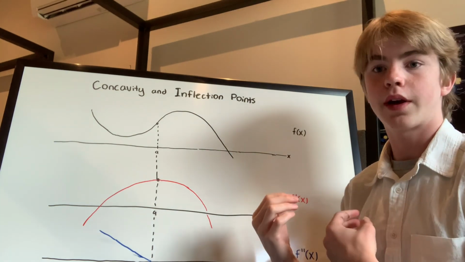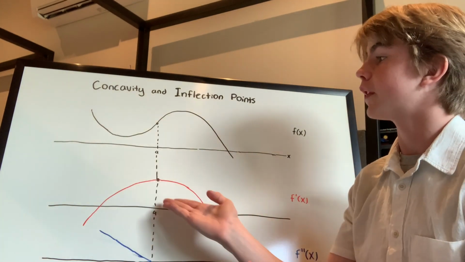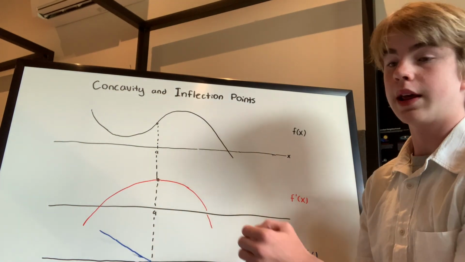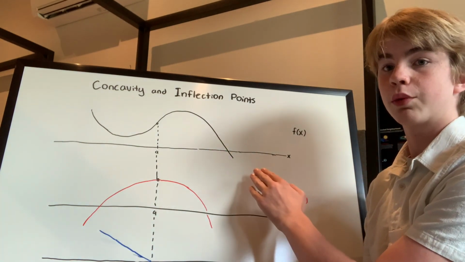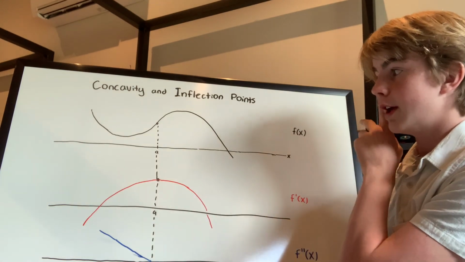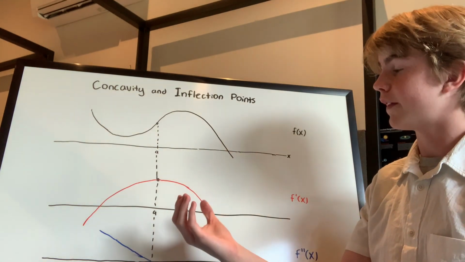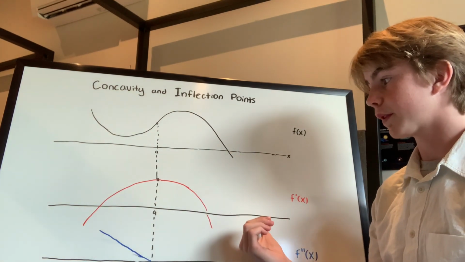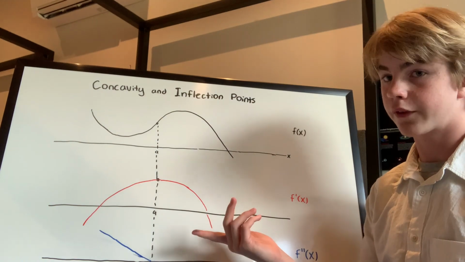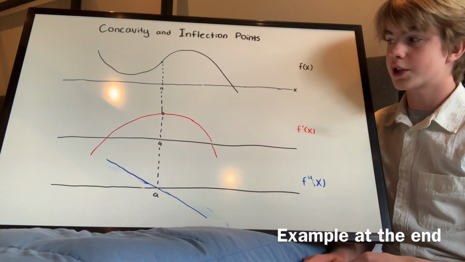However, for any x values less than x equals a, the slope is increasing, right? It's concave upward. And for any x values greater than x equals a, the slope is decreasing, and it's concave downward. This point, where it switches from being concave upward to concave downward, and where the slope switches from increasing to decreasing, or vice versa, is called an inflection point. There's a way to check for these inflection points too.